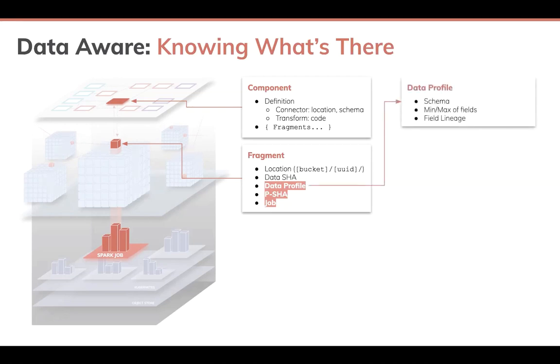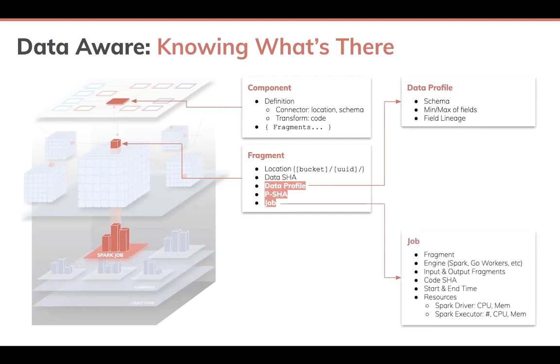First thing that we track is the data profile. We understand the schema of each and every single fragment. We know the min and the max of the fields, which is incredibly important downstream. And we also track the field lineage. We know where one field in that data set came from and why, what transformations were applied to do it, and obviously then the converse of that, which is where it went.